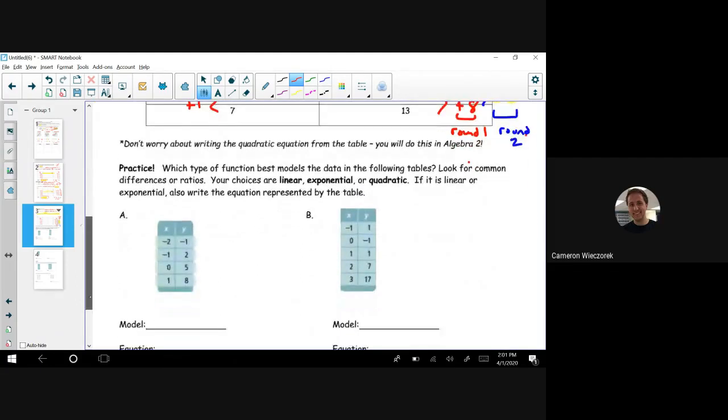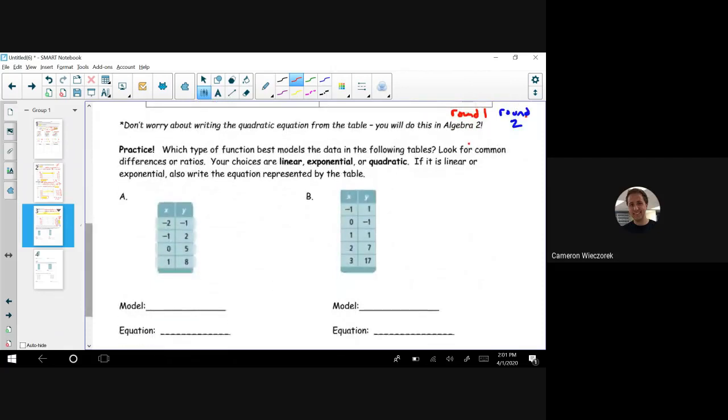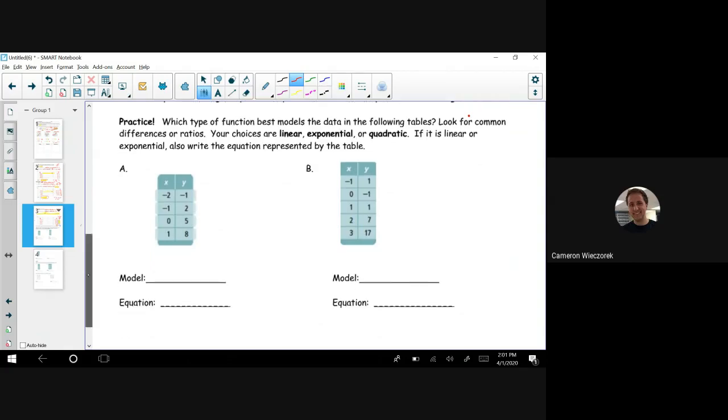The directions tell us which type of function best models the data in the following tables. What you want to do in order to decide that is look for common differences or common ratios. And we're going to classify these as linear, exponential, or quadratic. And as I just mentioned a moment ago, if it's linear or exponential, we're going to be able to write the equation. And if it's quadratic, we're not going to worry about that.